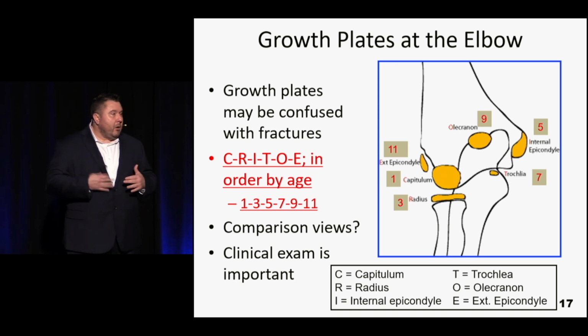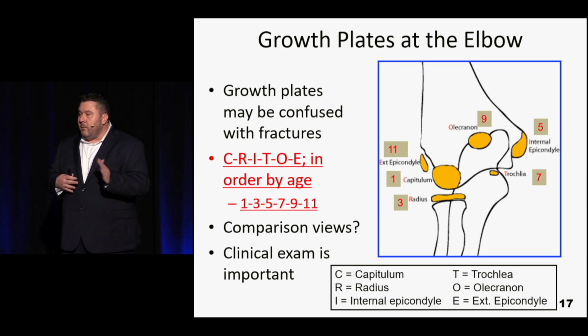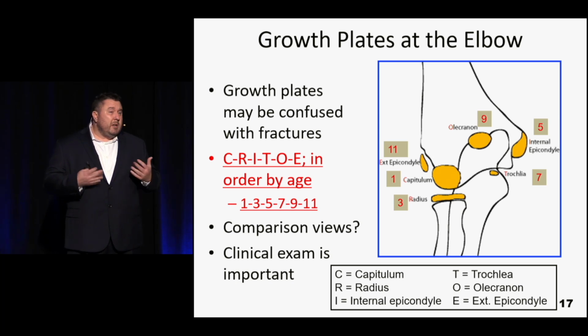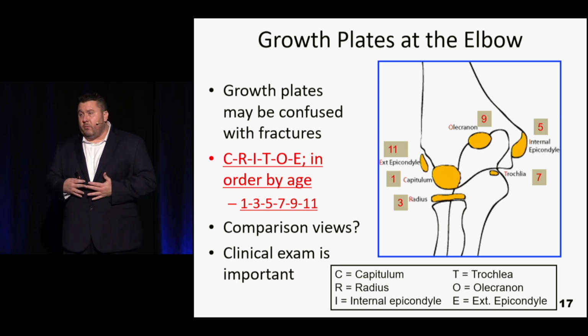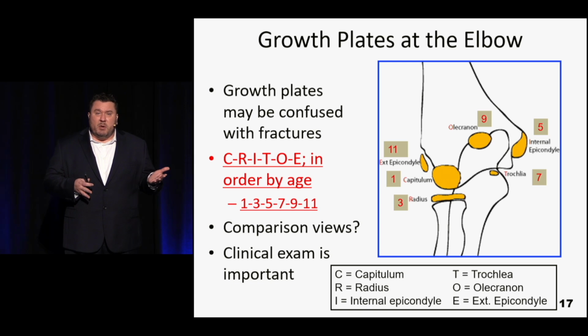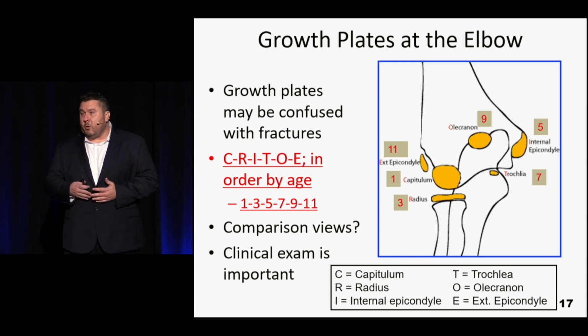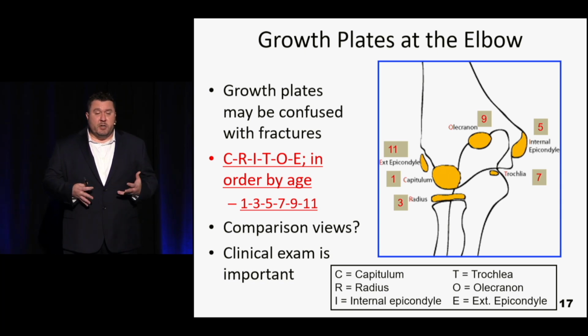And typically here by CRITOE, we start closing from age 1 all the way up. But this is when comparison views may also be very helpful. If I have that, get an x-ray of both those extremities and look at them. Do they look almost identical? Then that's probably their growth plate. Or sometimes it's a normal variant that we hear about, and it's not actually a fracture.